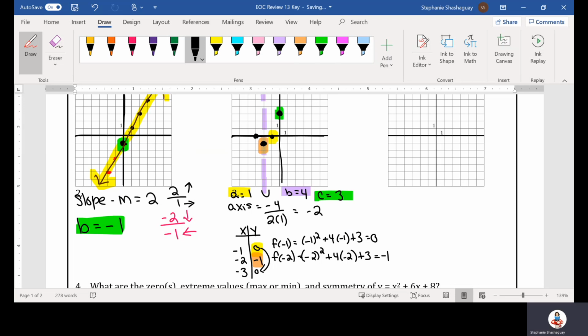And I already have my next point because my next point is 0. And when my x is 0, my y was 3. That was my y-intercept. And that's also going to be another reflection point that I can graph for -4. So at -4, I'm at 3. And now I have the 5 points that I need to sketch my graph. So there's my quadratic function.